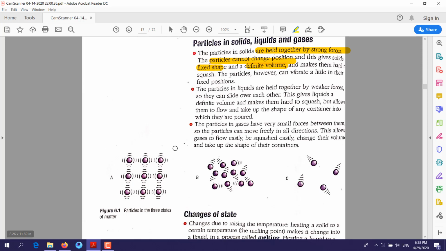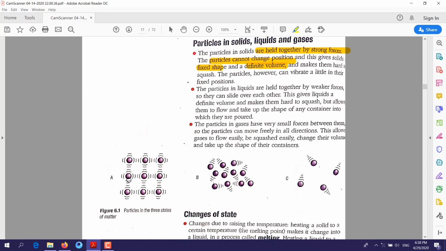Now this first drawing, as you can see, the particles are held together strongly and they form a shape. It has a fixed shape. Whenever you look at a solid object, you can say this object has this shape. For example, it could be square, triangular, cylinder, or any shape. So why does it have this specific or fixed shape? Because the particles of it are held together strongly.